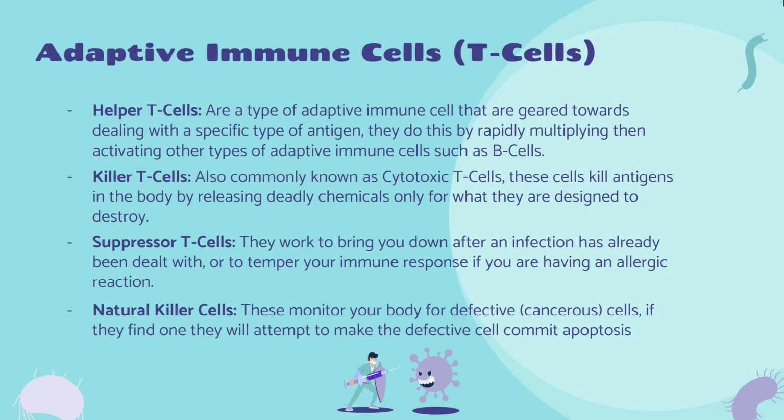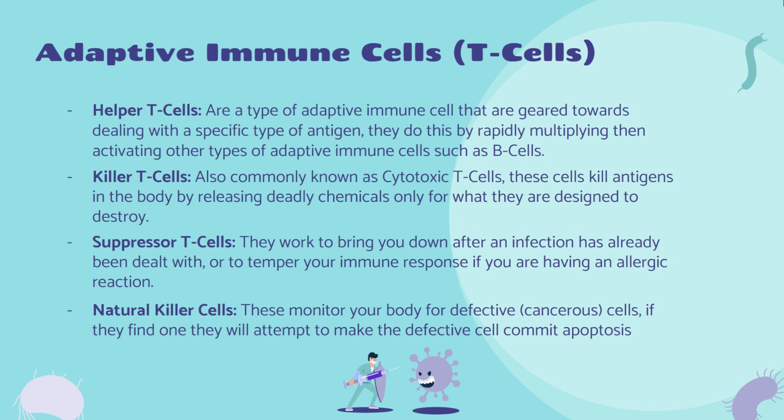Now moving on to the adaptive immune cells, we're focusing on T cells for this one. Helper T cells are the type of adaptive immune cell which are geared towards dealing with a specific antigen. They do this by rapidly multiplying, then activating other types of adaptive immune cells, such as B cells. Remember, your helper T cell is only geared towards one thing, and your dendritic cell worked really hard to find this one helper T cell, which will then activate everything else. This process usually takes around 3 days, which is why I mentioned that the adaptive immune system was so slow.